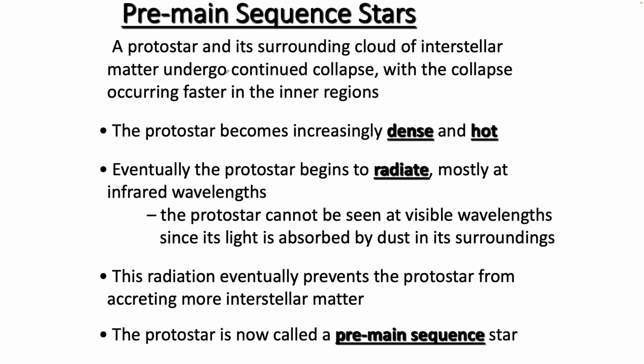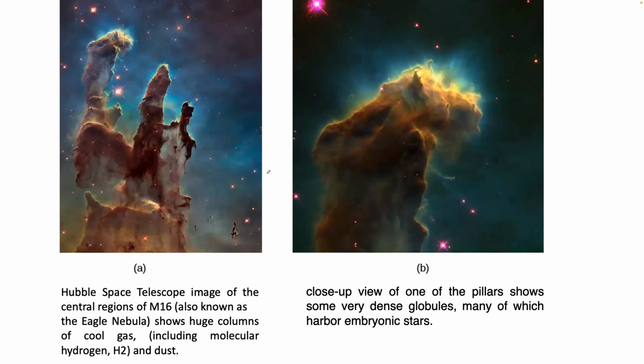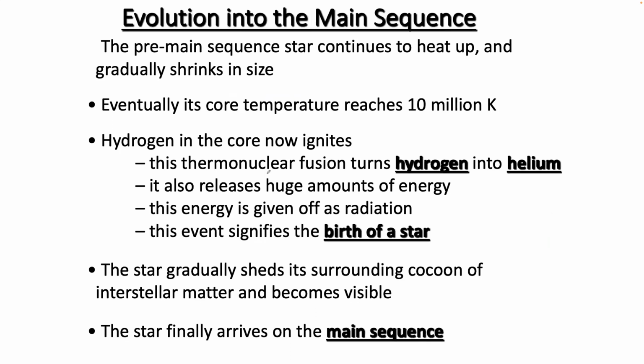So when that happens, we call this protostar a pre-main sequence star, right? So that means the star is ready to go into the main sequence of the HR diagram. And if you remember, I have briefly discussed the HR diagram previously, right? So this is just an example of another star forming region.